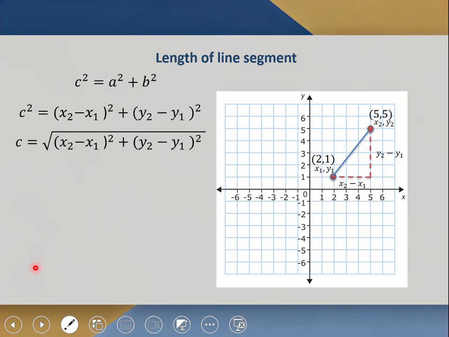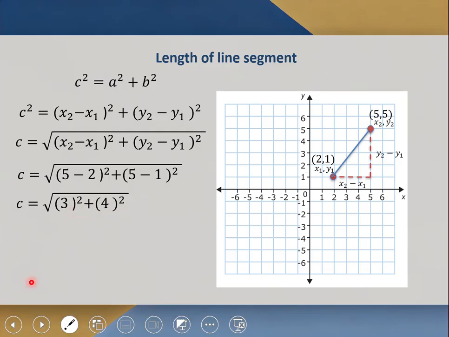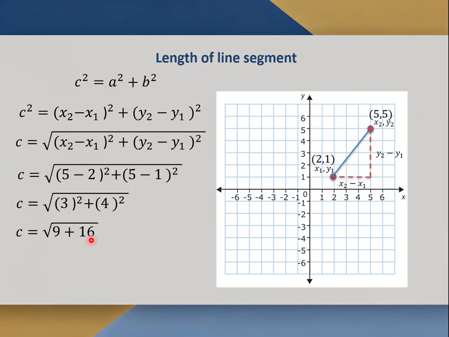The next part, we just need to be substituting our values. When you do this, make sure you've labeled x1, y1, x2, y2, so you don't make any simple mistakes. Once I've substituted it in, all I'm going to do is simplify. So 5 take away 2 is 3, and 5 take away 1 is 4. Then I'm just going to square it. So 3 squared is 9, and 4 squared is 16. Let's put it together. 9 plus 16 is 25, and the square root of 25 is C, which is the length of my line segment. So C is 5.